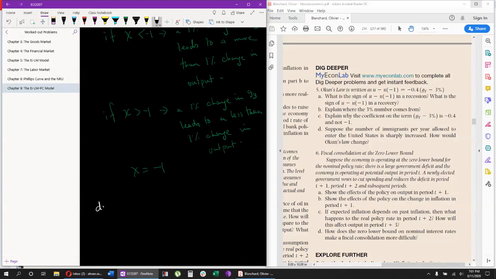Take a look at this: suppose the number of immigrants per year increases. What would change in Okun's Law? So I'm going to write down this equation again: U minus U-1 equals minus 0.4 times (gY minus 3%).